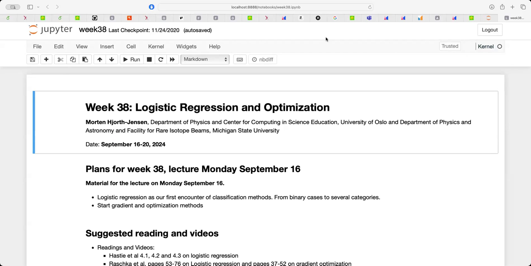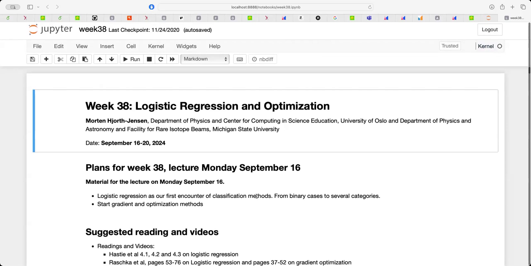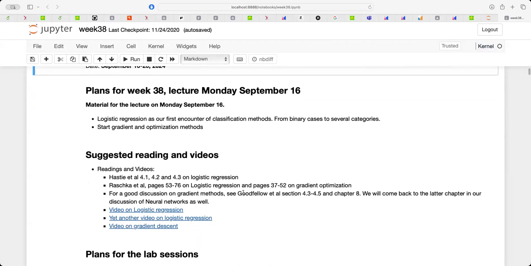If you look through the plans for this week, I have some suggested readings, and we are coming back to many of these texts. So don't be intimidated if I list too many pages, but these are pages which I will come back to. So in the textbook by Goodfellow et al., in chapter 4, and then later in chapter 8, there's a very nice discussion of the practicalities of gradient optimization.